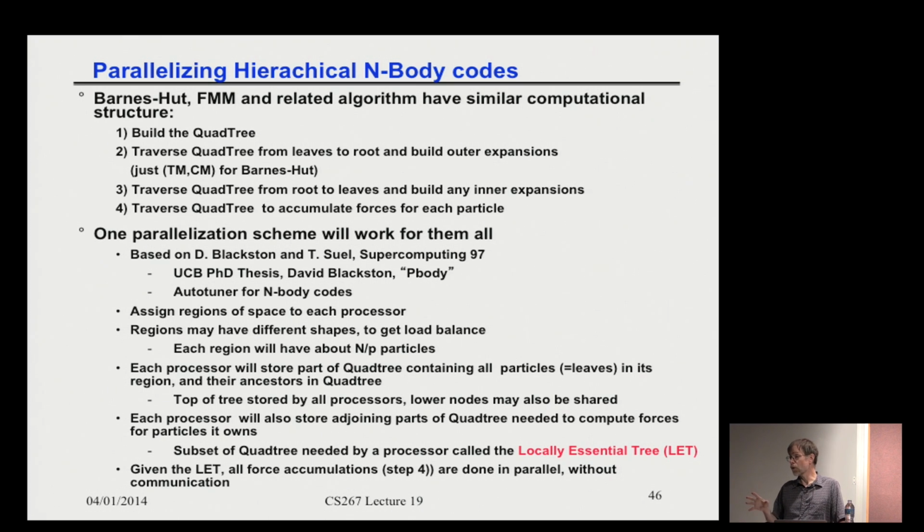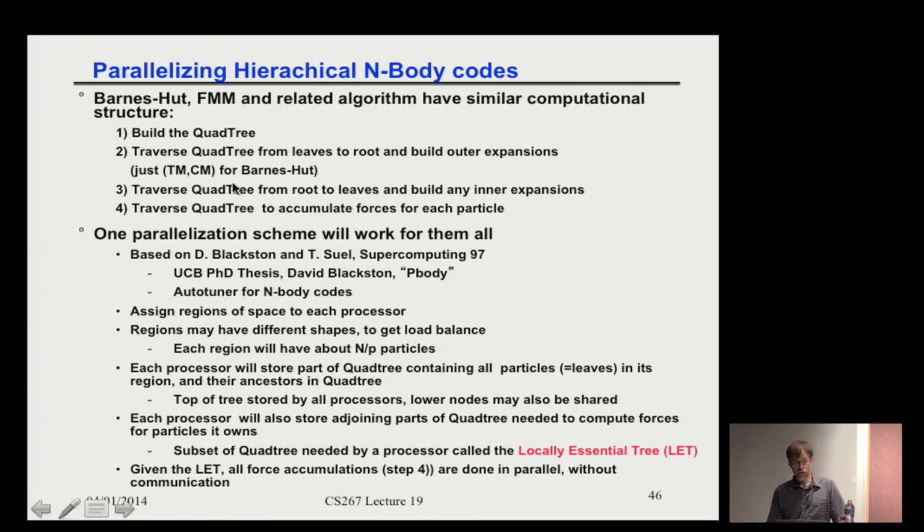And what is that good for? If you know the mass and center of mass of one box, that's good for what's called an outer expansion. That tells you, when you're outside the box, far away, how to evaluate the gravitational force from everything inside the box. Okay, so we'll parallelize that. That's a tree traversal. There is lots of parallelism there.